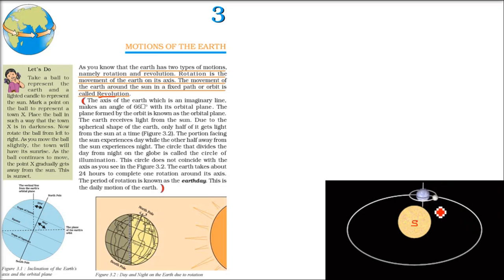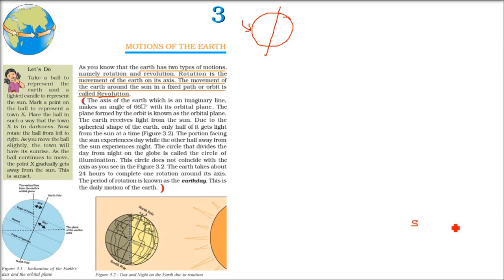Second thing is, on the imaginary axis, we have assumed Dhuri. On this, the Earth is also rotating, and this we call the rotation of the Earth. Rotation of the Earth on its axis, that is the movement we call. And the second thing, that it is revolving around the sun, is called the revolution. Revolution of the Earth. So rotation and revolution, two things are there.